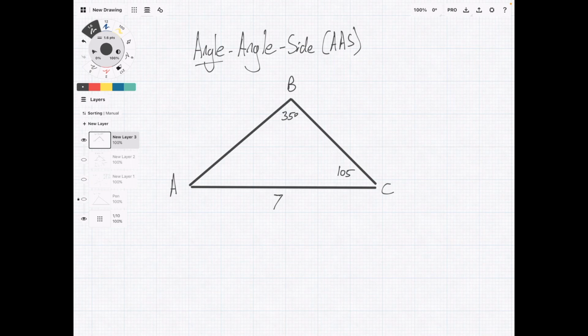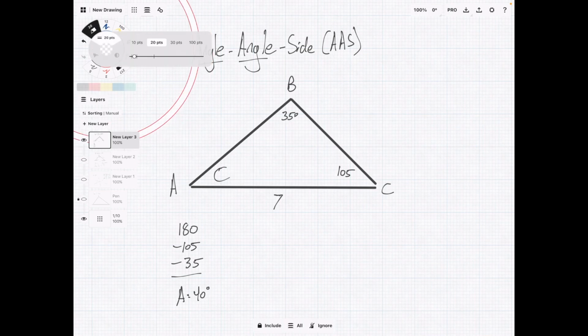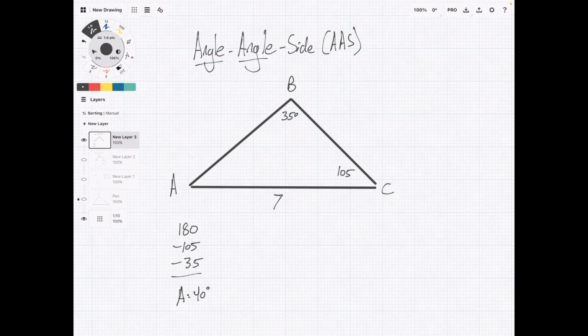In these problems, we have more angles than sides, so we're going to start off by putting the angles on the bottom. Before we do that, though, we can even figure out what this angle is by just subtracting the existing angles from 180. So let's do 180 minus 105 minus 35, leaving us with A equals 40 degrees. Cool.